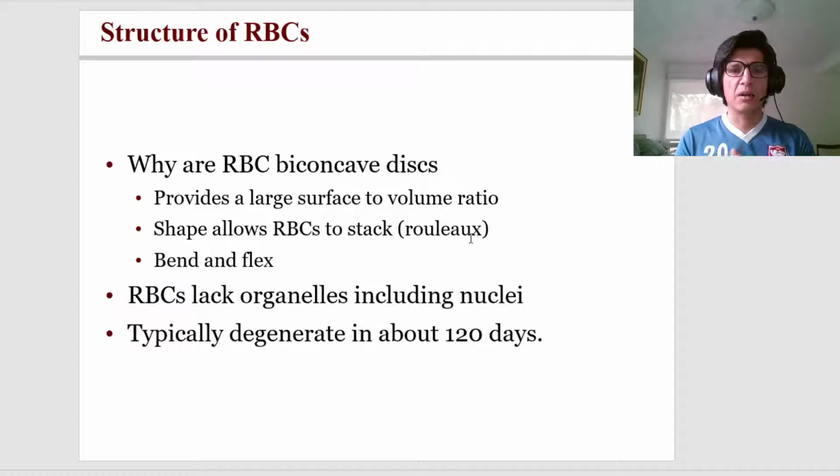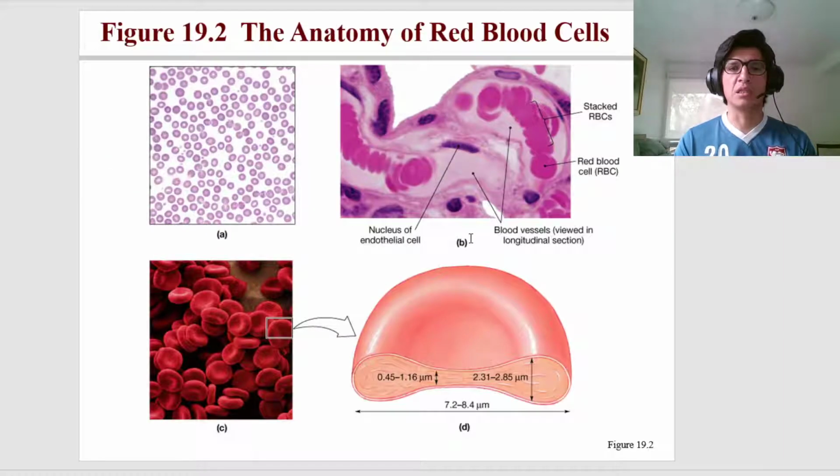Red blood cells lack organelles, including nuclei. And for this reason, this is of benefit because it allows them to be packed with hemoglobin to exchange oxygen. However, whenever you lack this protein machinery to build proteins, you are not able to respond if there is any insult towards the cell. So in that sense, they usually degenerate in 120 days.